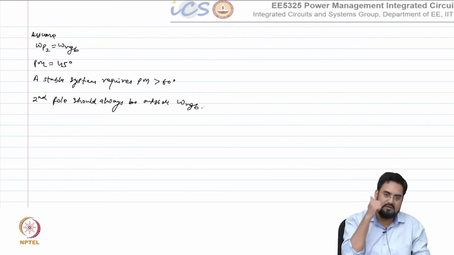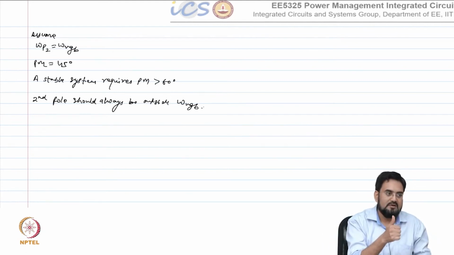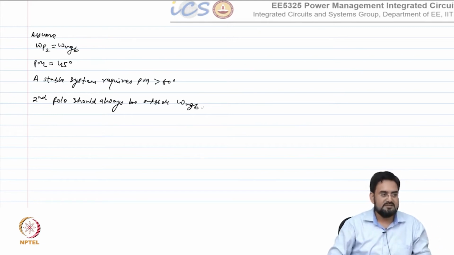You cannot have two or more than two poles within your UGB. So, whenever you are designing your system, make sure you have only one pole, and the second pole should be outside your bandwidth, the unity gain bandwidth.